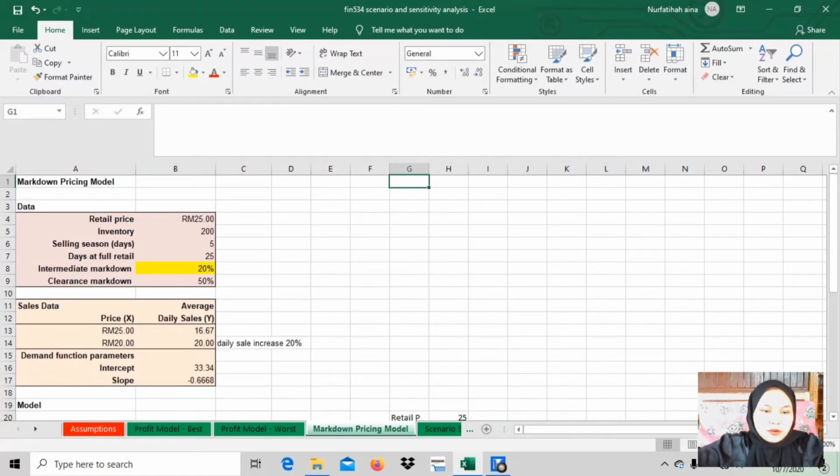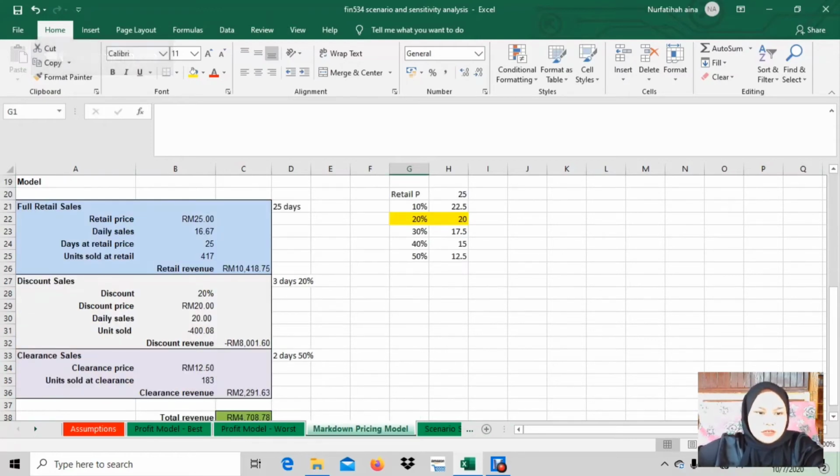I'm selling the product at RM 25, and I store up 200 units of my product per month as my inventory level. I sell my product at the full retail price, which is 25 ringgit, in 25 days, and for another 5 days I sell the product in the selling season, which is at a discounted price. I assume my intermediate markdown is 20% and the clearance markdown is 50%.